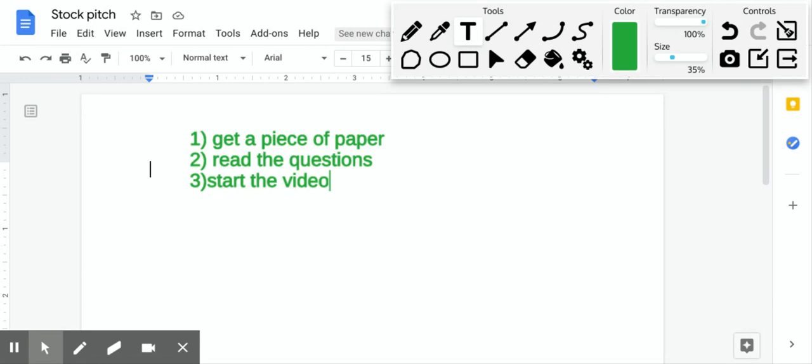So after the video, it's quite simple. You can just refer to your notes, and if you did it right, you'll have all the answers already down, and you'll just have to copy them and put them in a more professional way.